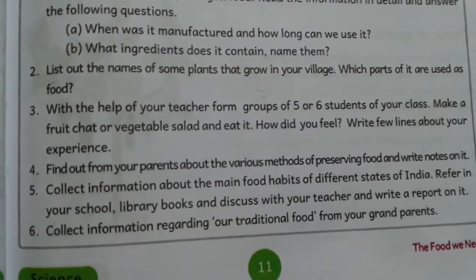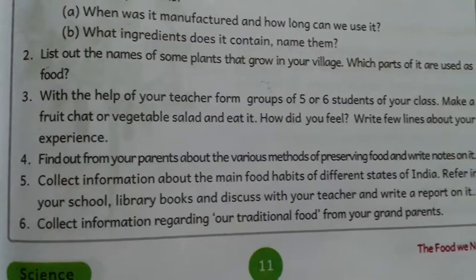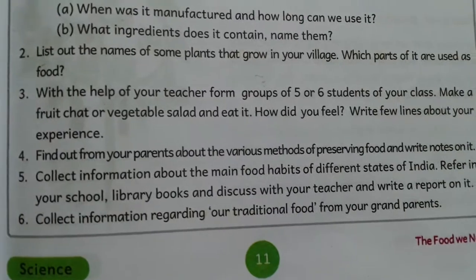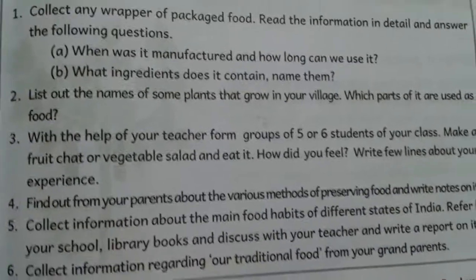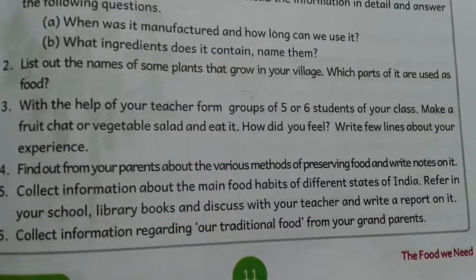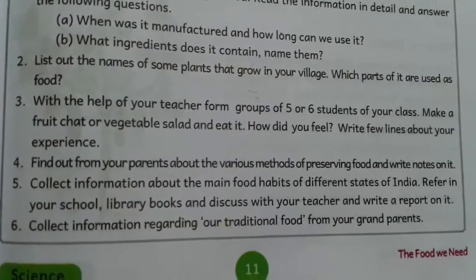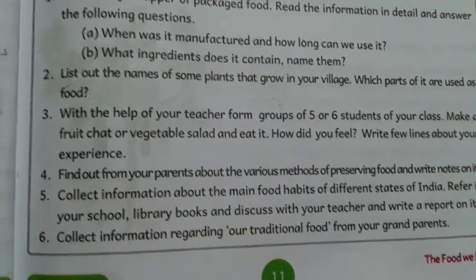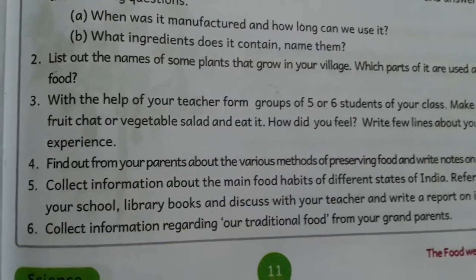And third one, with the help of your teachers, form groups of 5 or 6 students of your class. Make a fruit chart or vegetable salad and eat it. How did you feel? Write a few lines about your experience. And fourth one, find out from your parents about the various methods of preserving food and write notes on it. Fifth one, collect information about the main food habits of different states of India. So you have to prepare one list. Refer to your school library books, discuss with your teacher and write a report on it. Collect information regarding our traditional food from your grandparents.